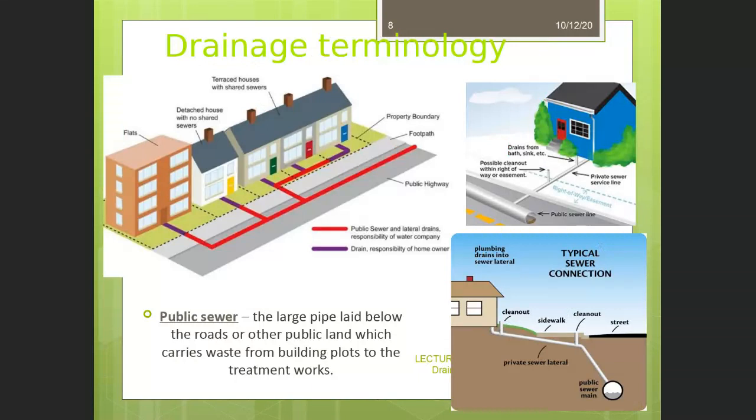Okay, and then this is also another terminology. We have to understand the term public sewer. This is the large pipe laid below the roads. This is actually connected with the local authority. So whatever pipe that you have from your building, at the end of the day must be connected to the public sewer. Okay, public sewer or public highway. That means connected to the local authority.